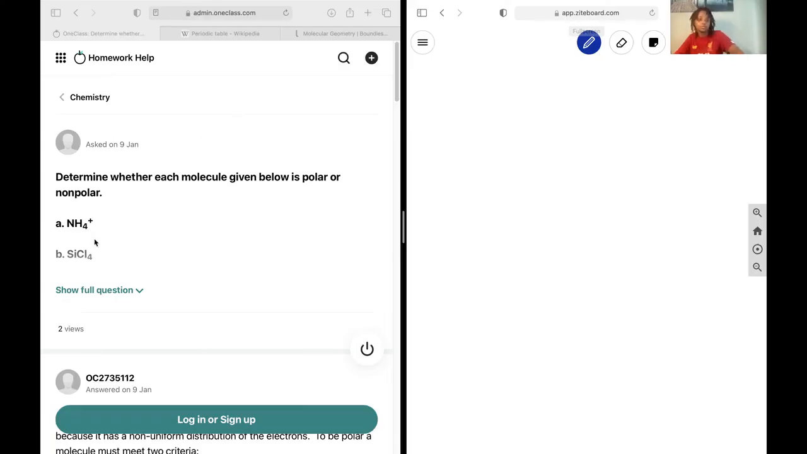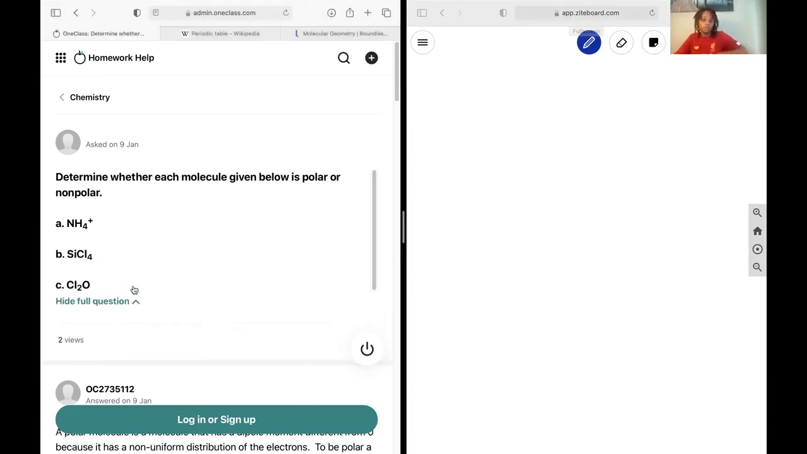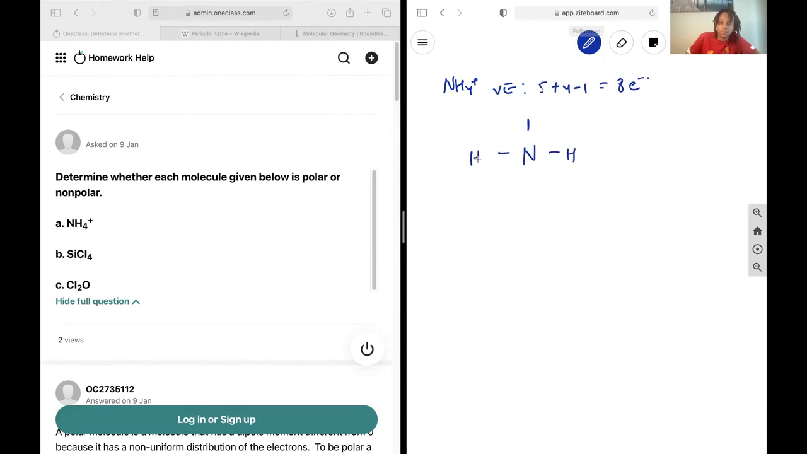On to our next question. Determine whether they're polar or nonpolar. We begin with NH4. Our valence electrons are 5 plus 4 minus 1. That is going to leave us with 8 electrons. And so what that will look like is this. If we have single bonds between each of them, place the remaining valence electrons on the nitrogen because that's the only place it can go, leaving you with this.